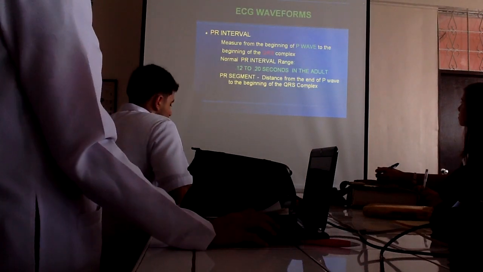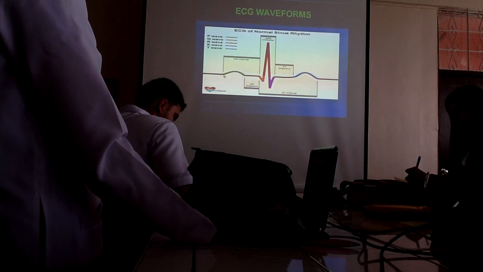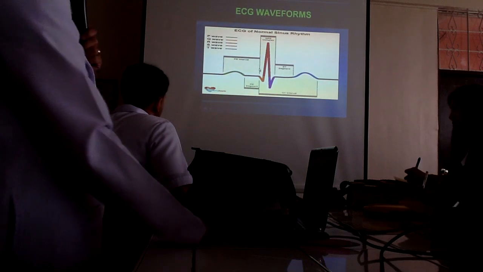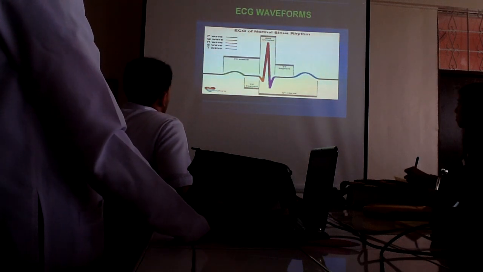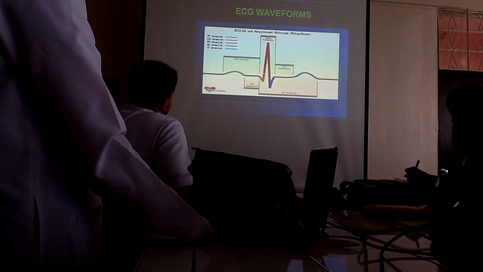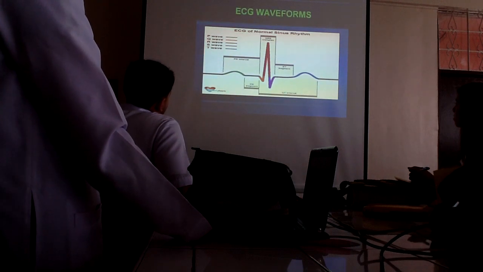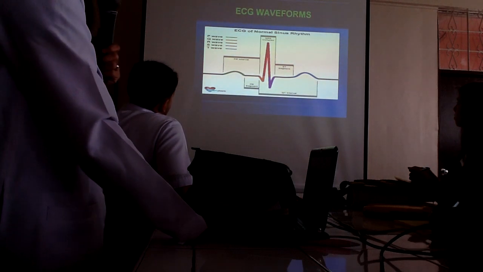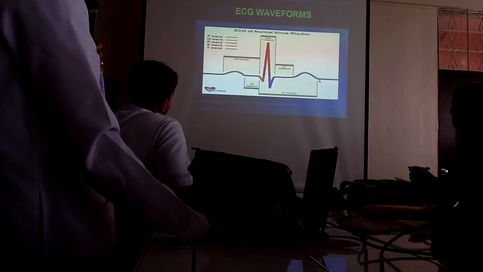Now, PR interval. So your PR interval is measured from the beginning of your P wave to the beginning of your QRS complex. Okay? Your QRS complex or QRS duration is measured from the beginning of your Q wave to the end of your QRS complex. Your QT interval is measured from the beginning of your QRS complex to the end of your T wave.